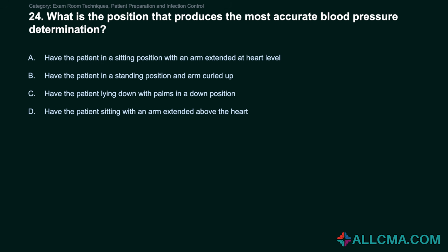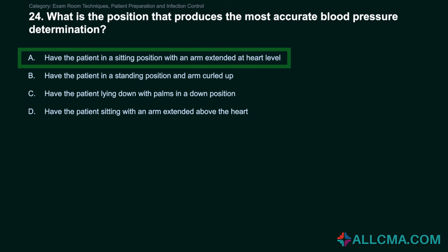24. What is the position that produces the most accurate blood pressure determination? A. Have the patient in a sitting position with an arm extended at heart level. B. Have the patient in a standing position and arm curled up. C. Have the patient lying down with palms in a down position. D. Have the patient sitting with an arm extended above the heart. Correct answer: A.